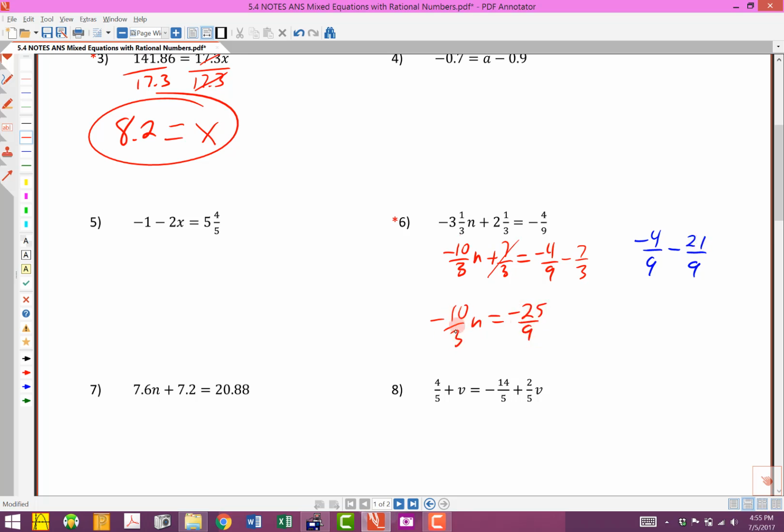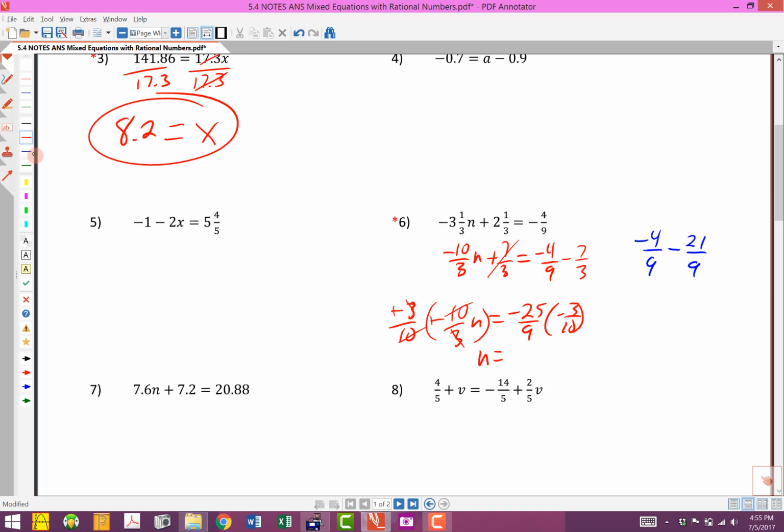And then we're going to get rid of the fraction in front of the variable by multiplying by the reciprocal. So I'm going to show that I'm going to multiply by negative 10 thirds. So we multiply by negative 3 tenths. Negative times a negative is positive. That's what we want. The 3's cancel, the 10's cancel. So we end up with a positive n over here.